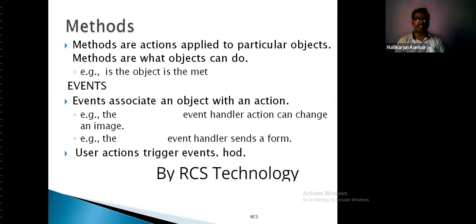So events, these are events you can consider. Programming languages came to handle human beings' problems day by day, and they mapped with human activity. So events: suddenly one student leaves the class and runs away. That is also one event. An event associates an object with an action. I give an example of some of the actions. User actions trigger events.